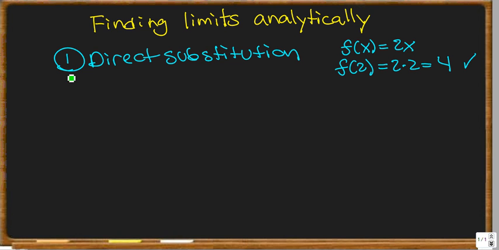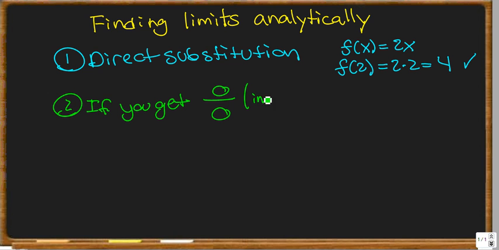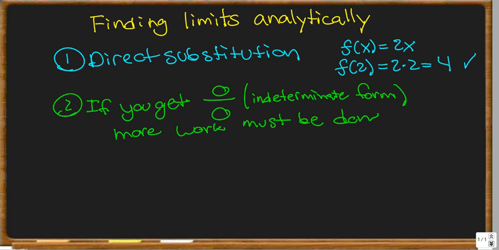If direct substitution fails, if you get 0 over 0, which we call the indeterminate form, if that happens, more work must be done. So you've got several things that can go on from there. So let's look at those.